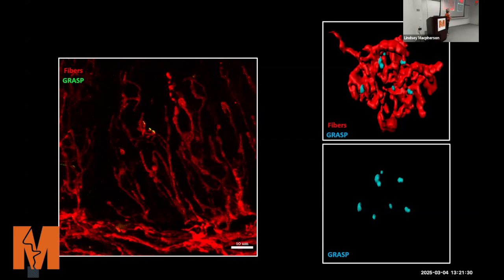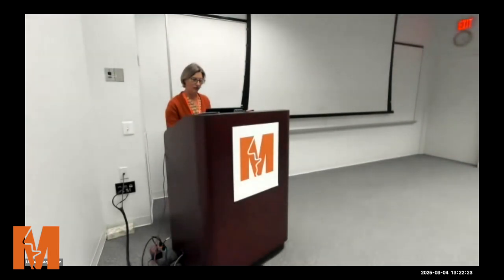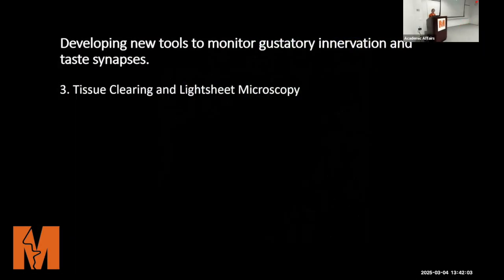This is using a 2-photon approach. So we can actually see these in a live mouse without killing the mouse and image them in real time. So in that version, we're using PKD2L1 to drive the GRASP in the sour cells, and we can see it even in a live mouse with a 2-photon microscope. In addition to sectioning. Okay. So one last little thing that we've been working on is tissue clearing and light sheet microscopy.